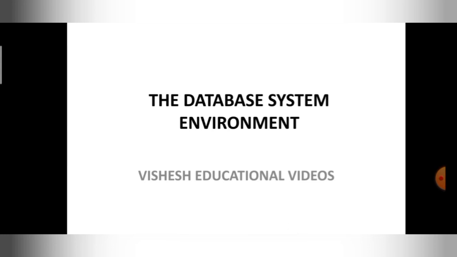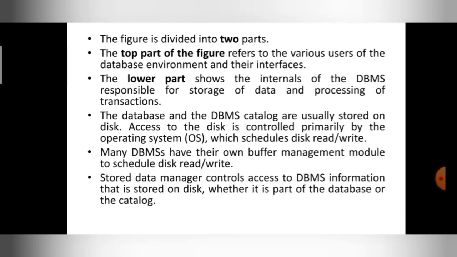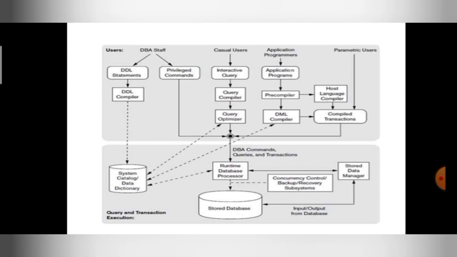Right, so let me begin the explanation of database system environment. So here, this is the diagram for the database system environment. I'm going to explain this diagram in two parts. The above figure is divided into two parts here. The top part of the figure refers to the various users of the database environment and their interfaces. Here you can see the top part of the diagram contains the various users and their interfaces.